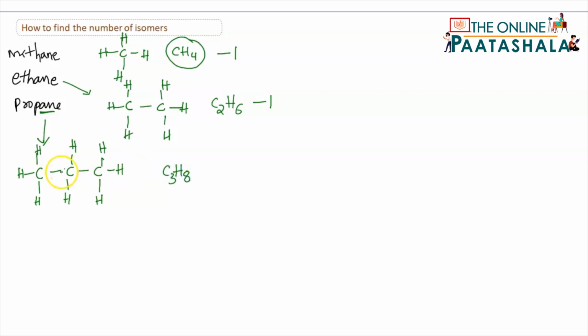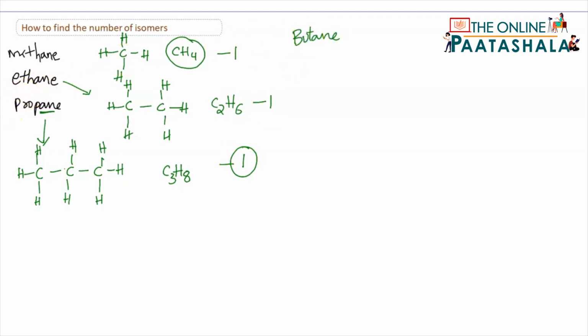C3H8. So for propane also, only one isomer could be formed. Okay, so next comes butane.